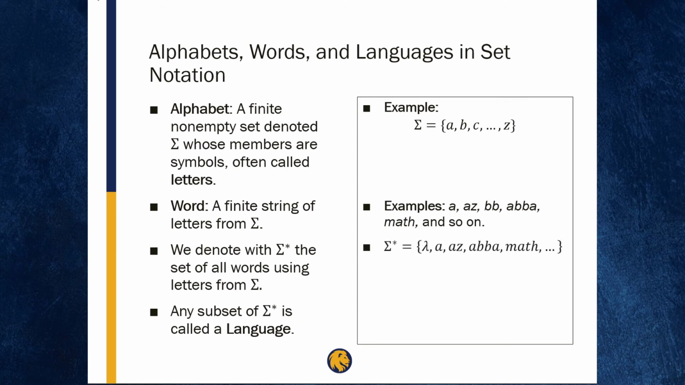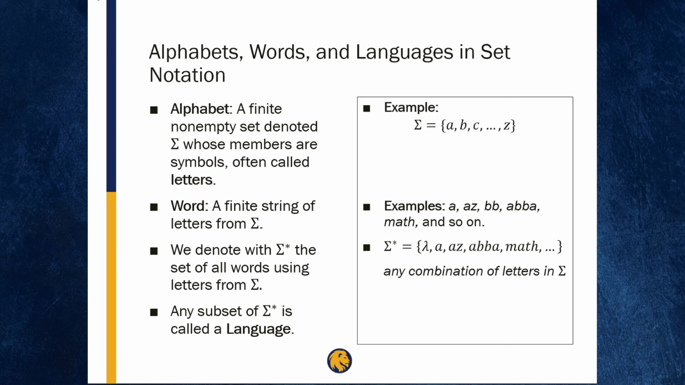Any word that can be constructed with letters from the alphabet will be made up into this set called sigma star. So sigma star will contain lambda, since that's the empty word, AZ, ABBA, math, anything you want to put together with a collection of letters from the sigma set would be contained within sigma star.